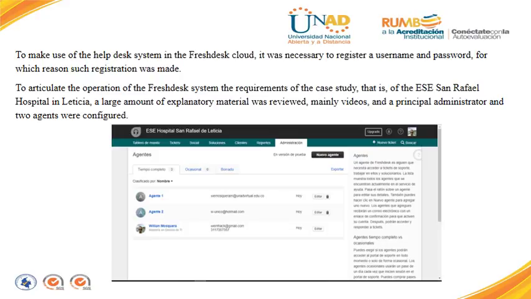To articulate the operation of the Freshdesk system, the requirements of the case study, that is, of the San Rafael Hospital in Leticia, a large amount of explanatory material was reviewed, mainly videos, and a principal administrator and 2 agents were configured.